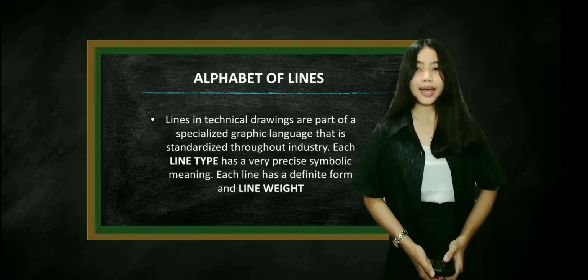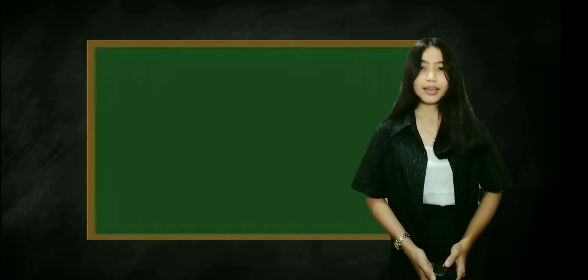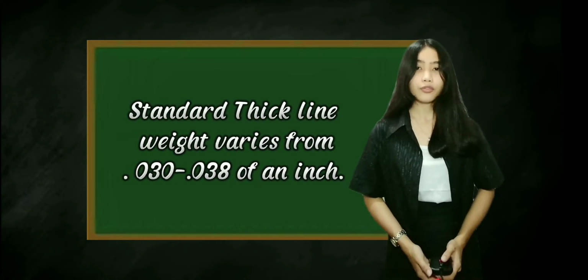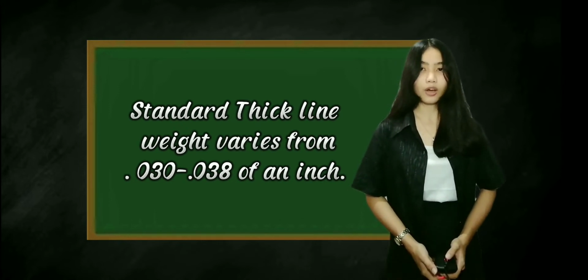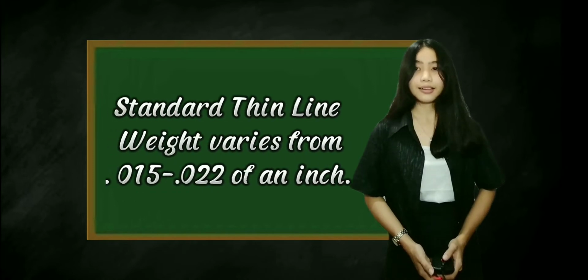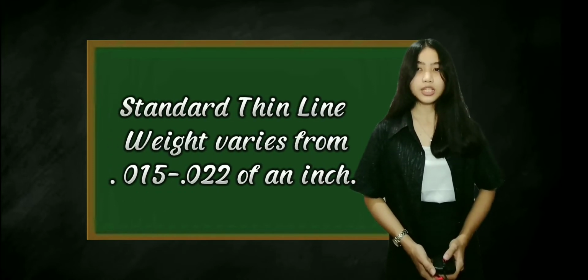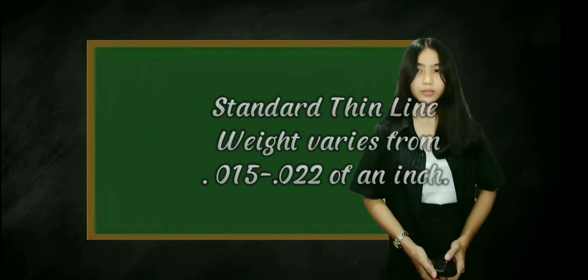Each line type has a very precise symbolic meaning and each line has a definite form and line weight. The standard thick line weight varies from 0.030 to 0.038 of an inch, whereas the standard thin line weight varies from 0.015 to 0.022 of an inch.